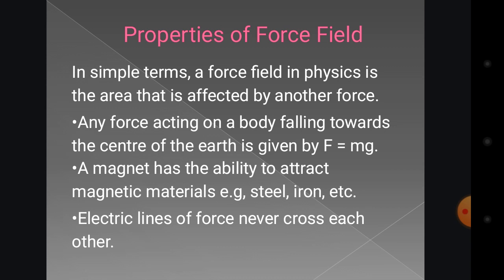The number two is that a magnet has the ability to attract magnetic material. This one is talking about the properties of the magnetic field. The magnet has the ability to attract magnetic materials, normally like iron, steel, or something like that. Normally a magnet is used to attract them. So this is the property that is talking about the magnetic field.